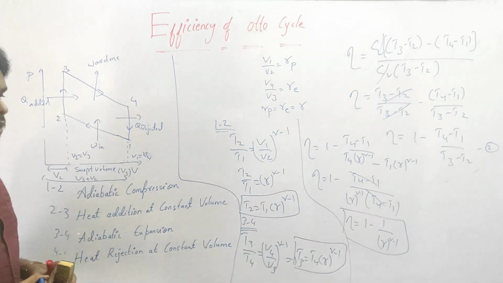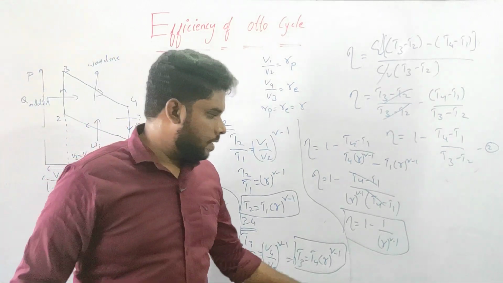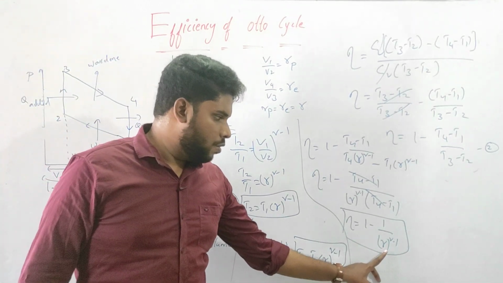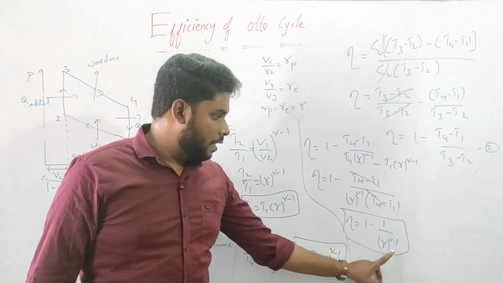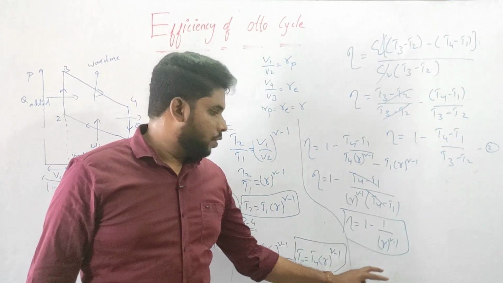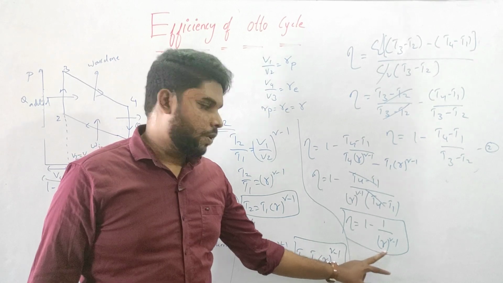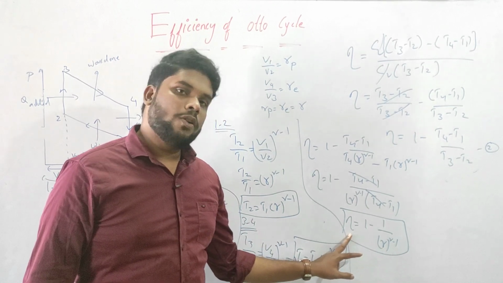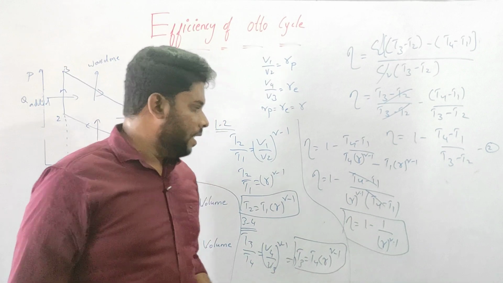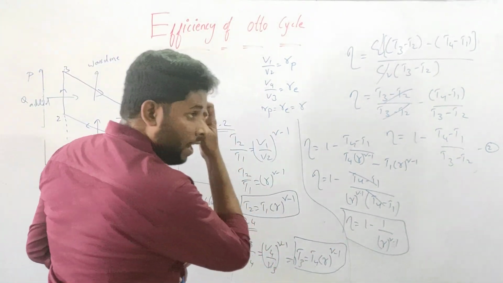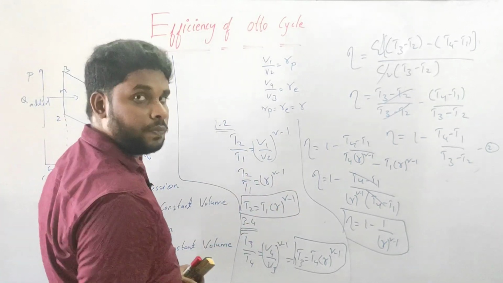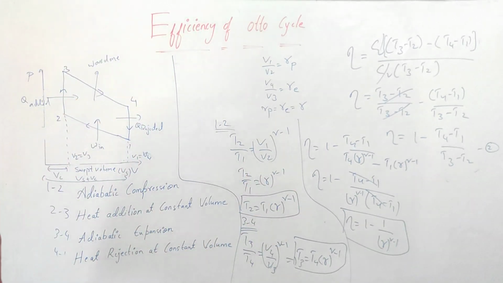Now you can see from the expression, if we increase the value of R, the efficiency of the Otto cycle will also increase, because the power here is negative. So if we increase the value of R, the efficiency also increases, but due to practical difficulties, the compression ratio R is limited to only 8. So this is about the efficiency of the Otto cycle.